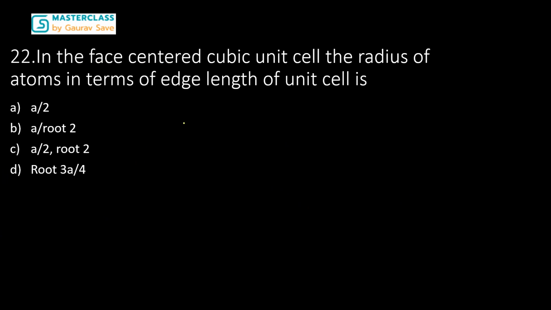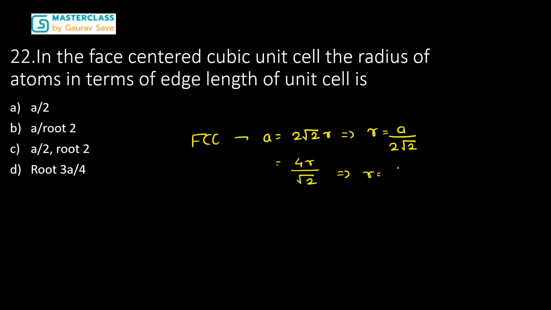Question number 22. In face centered unit cell, the radius of an atom in terms of edge length, same as the question number 21. So for face centered unit cell, edge length is equal to 2 root 2r, or it is equal to 4r upon root 2. Now, in case we are using the first relationship, radius is a upon 2 root 2. And in case of second one, radius is equal to root 2a upon 4. Either one of them can be correct. So now over here, a upon 2 root 2 is the correct answer. Option C is the correct answer.